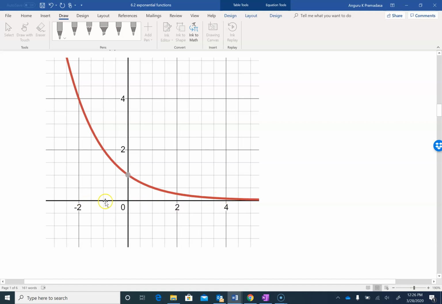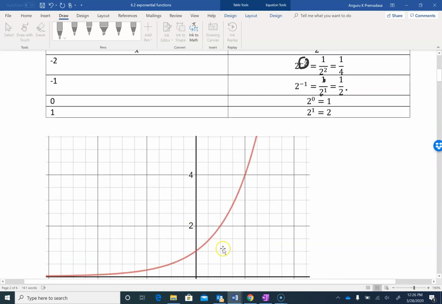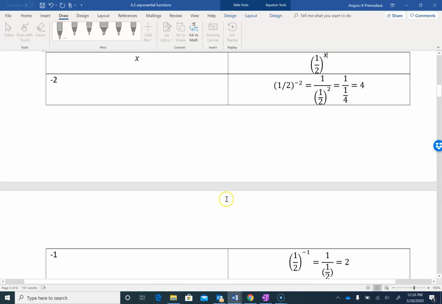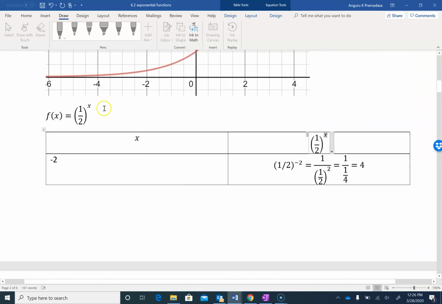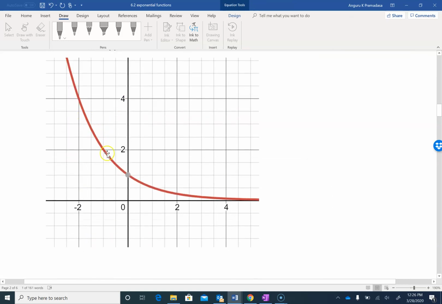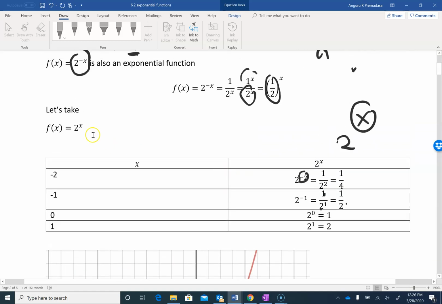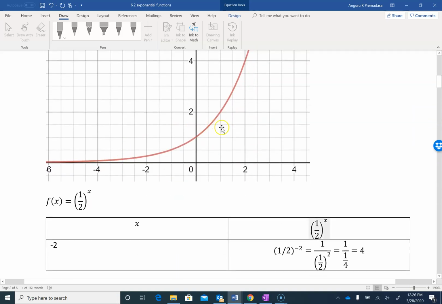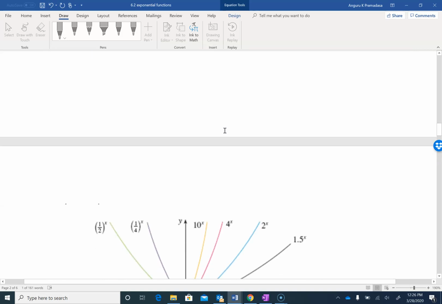Once again, the x-axis is an asymptote. Here again, the x-axis is an asymptote. Okay, so let's go down. Can you see the shapes, the difference, right? When the base is less than 1, it's a decay. And when the base is greater than 1, we have a growth. So growth and decay depend on whether the base is greater than 1 or less than 1.